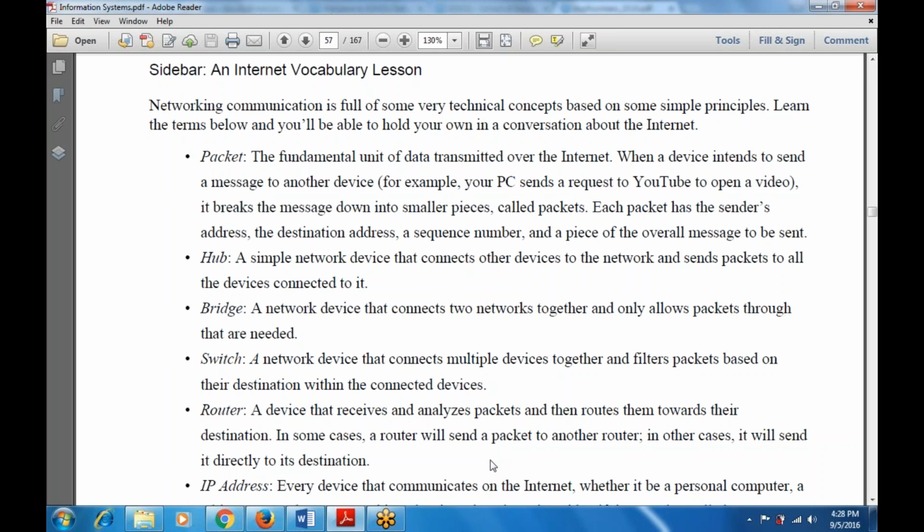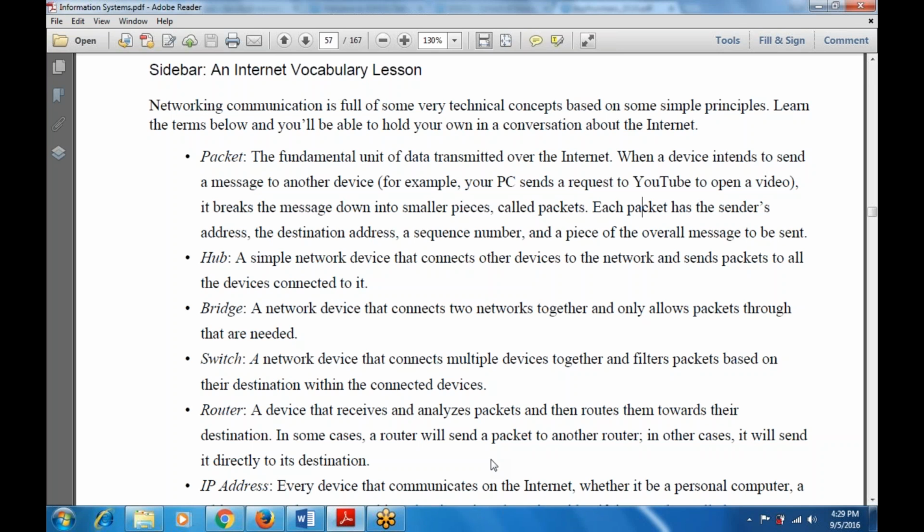Then the router decides the route. For example, if there are multiple or alternative routes available, which is the best route to use is decided by the router. It is a device that receives and analyzes the packets and then routes them towards their destination, following whichever route is available.